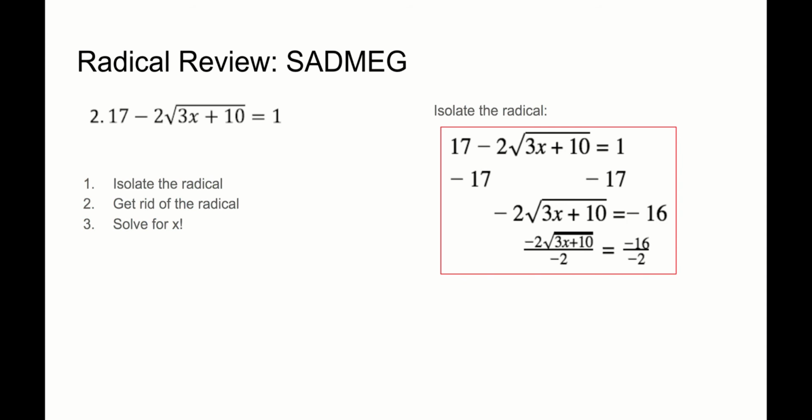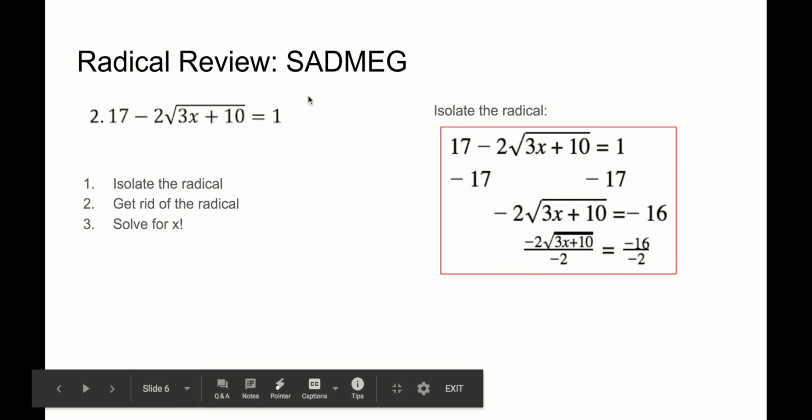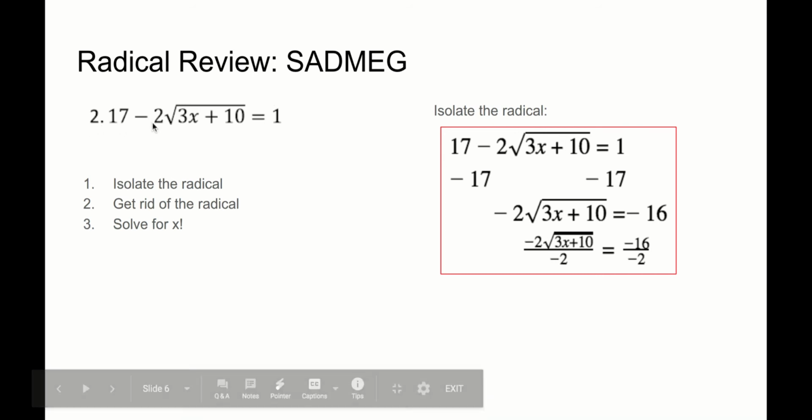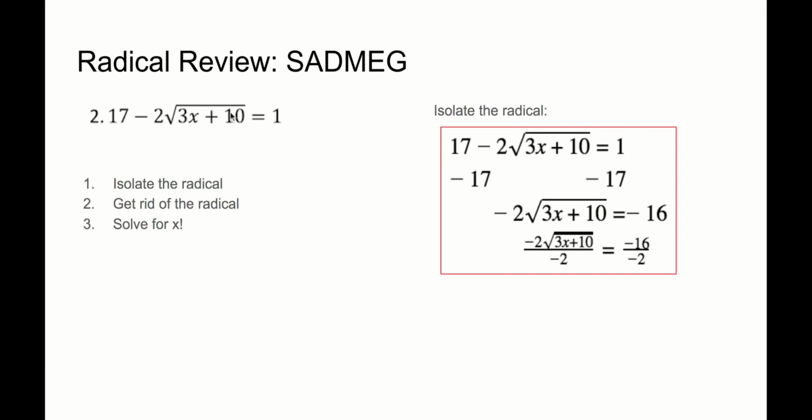Okay, so we're moving on to the next problem. We have number 2, which is 17 minus 2 times the square root of 3x plus 10 equals 1. I have this here, but again, I'm going to ask you guys, what is the first step? If our goal is to isolate the radical, what are we going to do first? And go ahead and tell me why. What are we moving first and why?